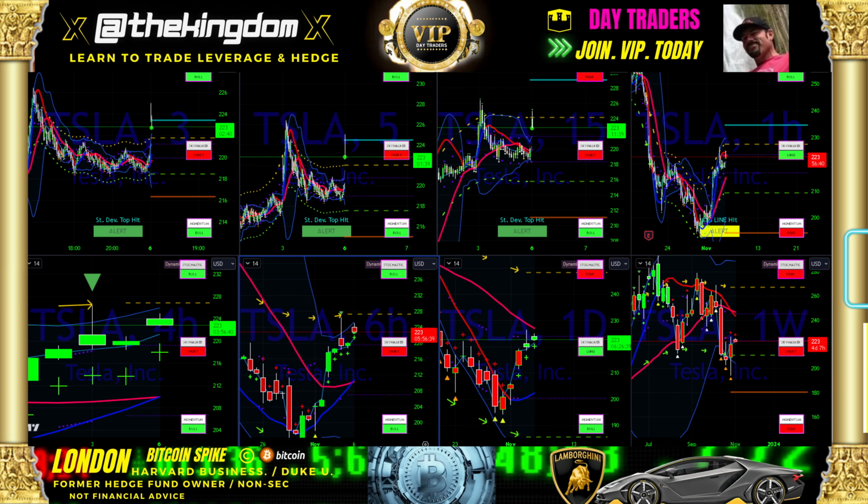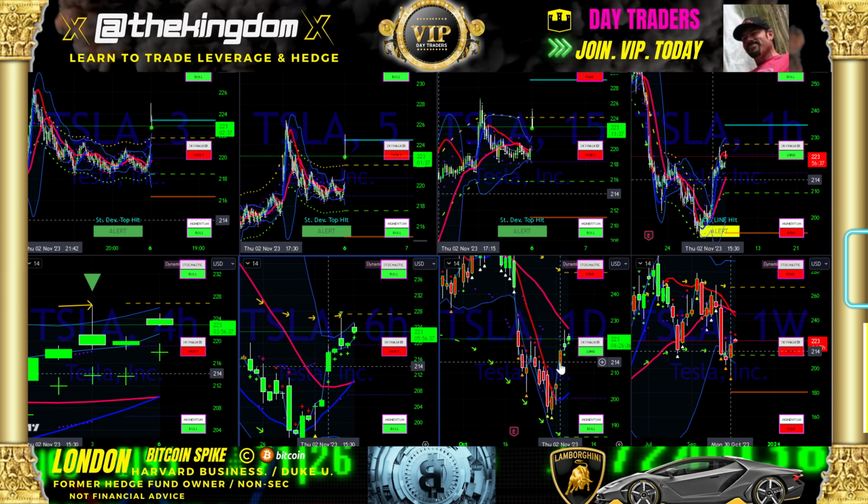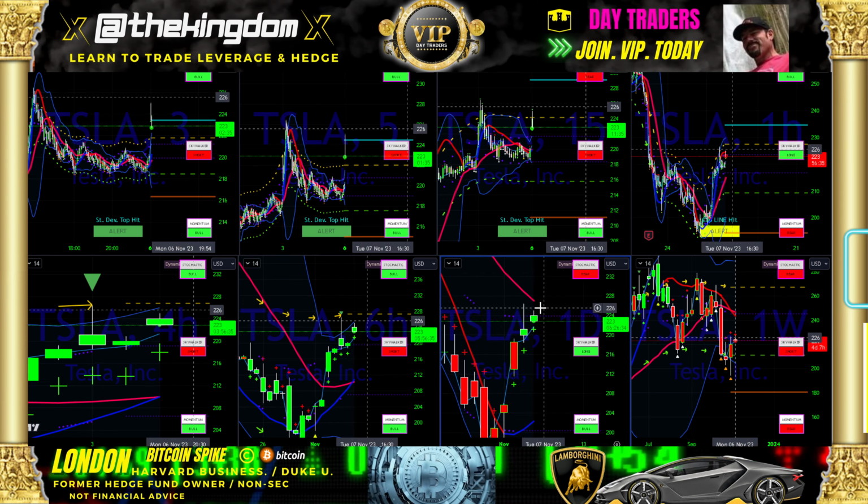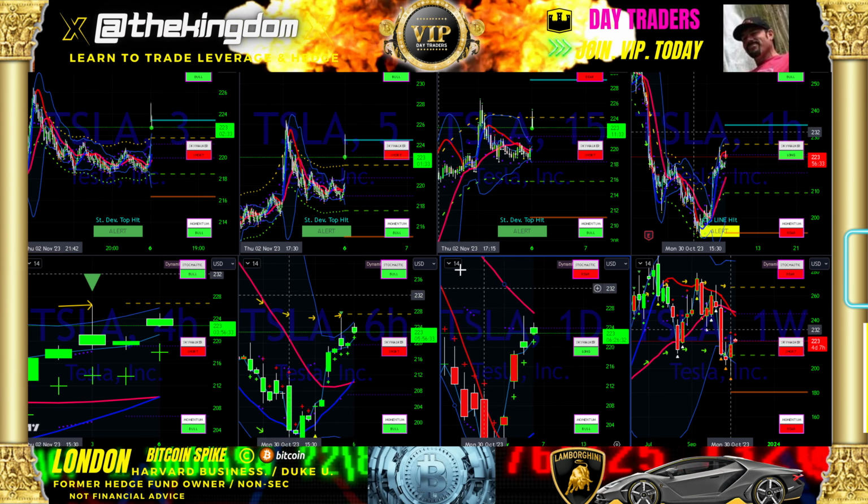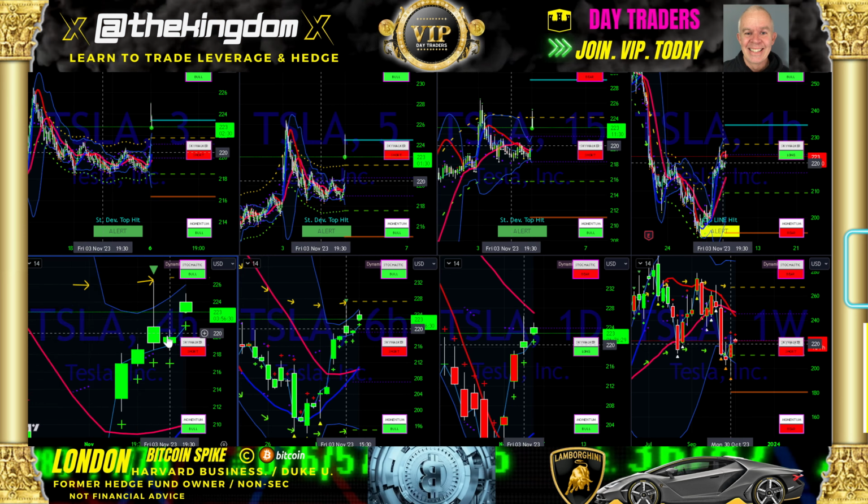We're limited to just this screen framework on the open. As you all know, the big hurdle today is going to be, if and to the extent Tesla can get up to that 20 moving average, would be a nice trade opportunity.